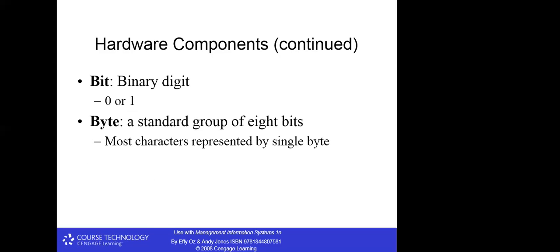Computers operate within the language of binary. Binary is the base 2 language, and that's the language of the computer. It has only two digits, either 0 or 1. And the 0 and 1 represent either being off or on. So the basic unit of measurement of a computer is the bit.